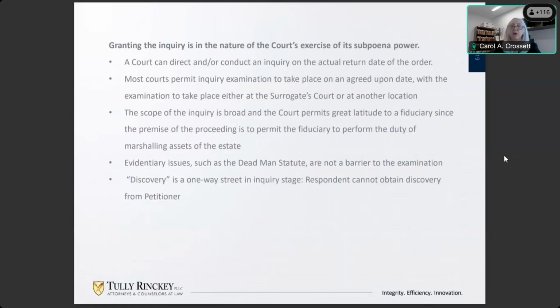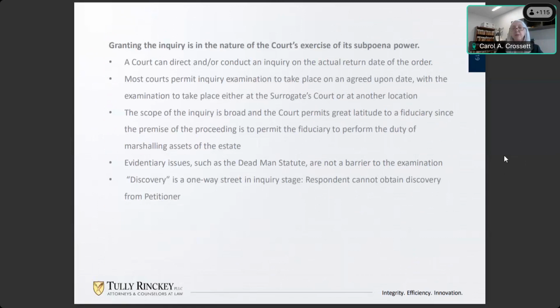But discovery, it's important to know that discovery is a one-way street in the inquiry stage, at least. The discovery is not going to go both ways. It's going to be directed toward the respondent. The respondent cannot obtain during the inquiry stage a discovery from the petitioner. Sometimes you'll get a motion to dismiss. They're pretty rarely granted because you need certain factual information first before anything will be granted.